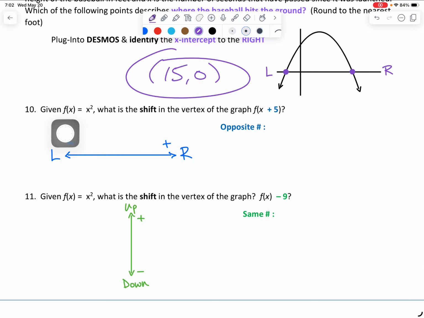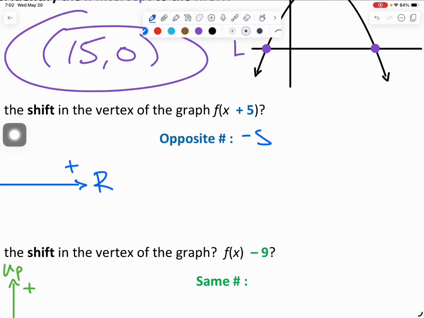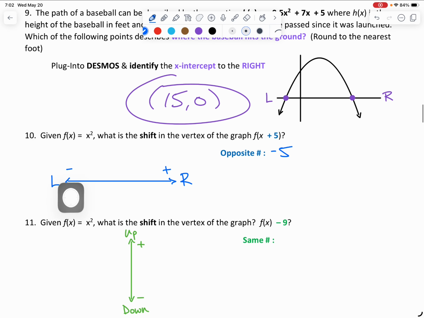Given f of x equals x squared, what is the shift in the vertex of the graph? All right, inside here we have a positive 5. What is the opposite of a positive 5? Exactly, it is a negative 5. And if we come over here, well, we're going to go to the right when it's a positive number, but we'll go to the left when it's a negative number, like our negative 5. So this shifts 5 units left.